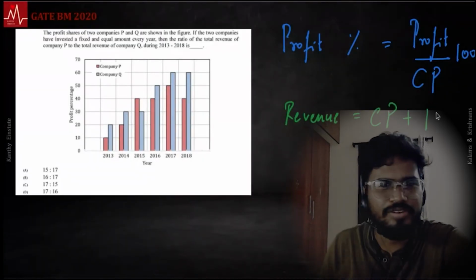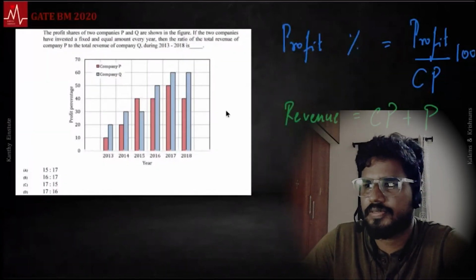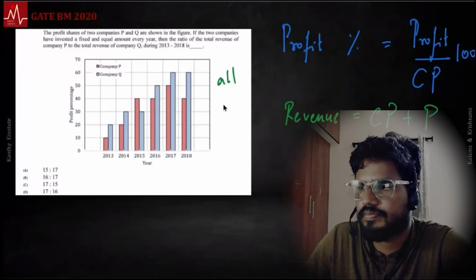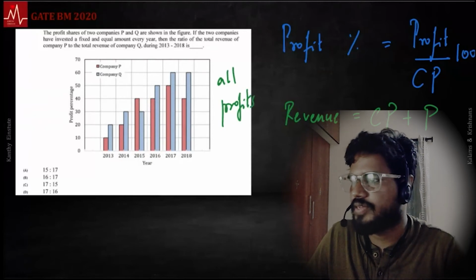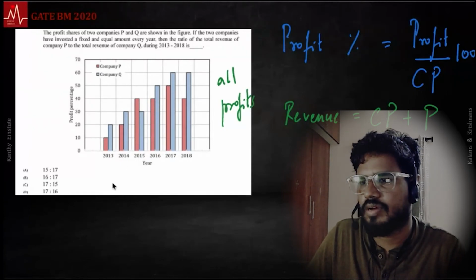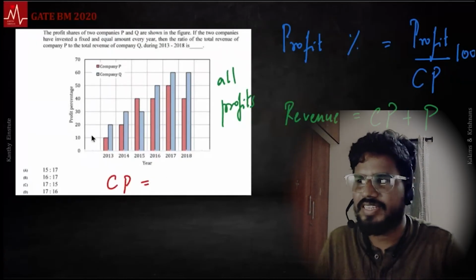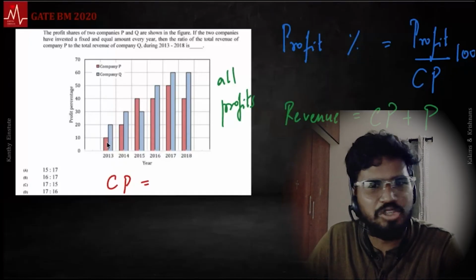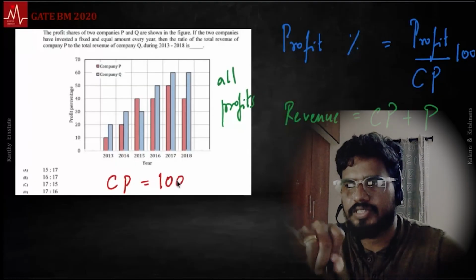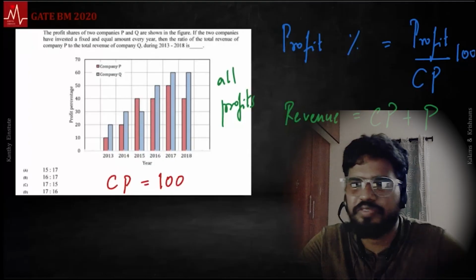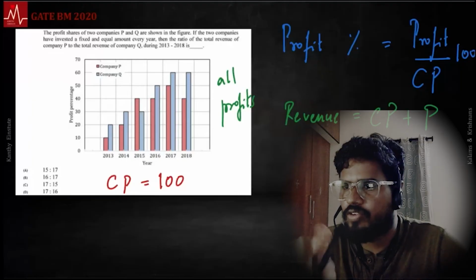See, all of them are in profit. There is no loss and all that. All of them are in profit. All profits. On the ratio of revenues. So if the cost price is 100, uniformly 100 for everyone, the profit percentages are fairly easy. It's the number shown here. If the cost price is 100, because 10 percentage of 100, that is 10, 20 percentage of 100, that is 20. So we can easily write the ratio of revenue of P to Q.